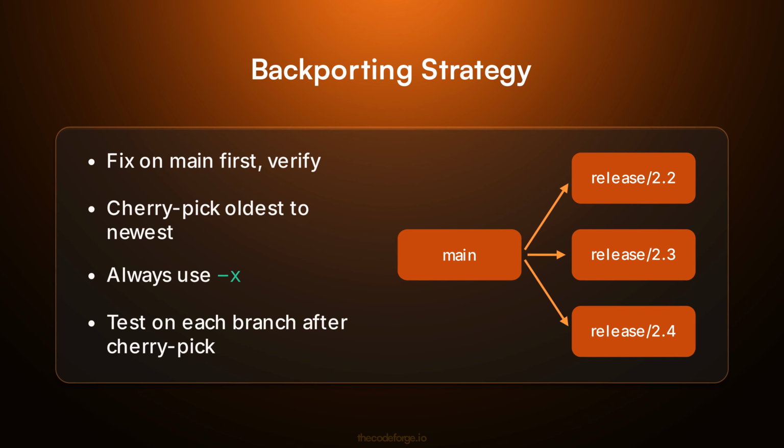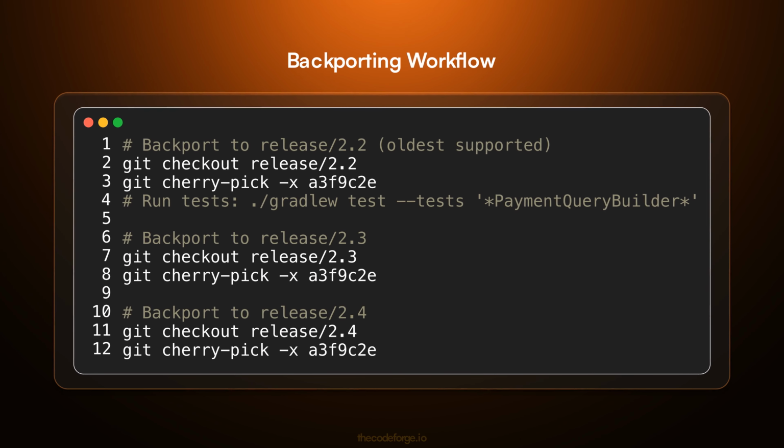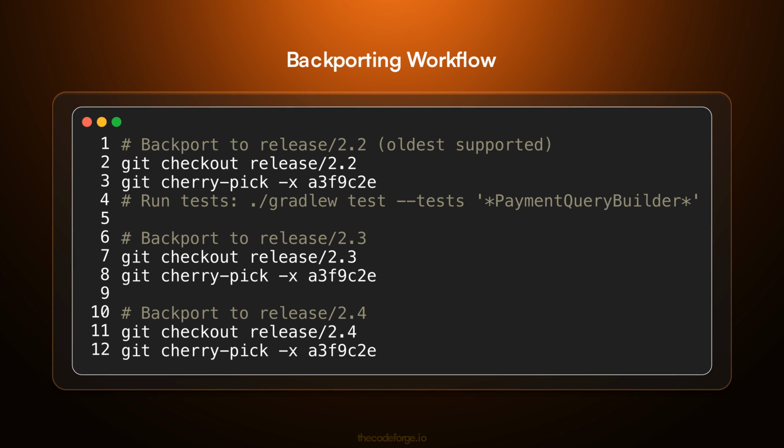For multi-branch backports, fix on main first, then cherry-pick from oldest to newest. This reduces conflicts and ensures each branch gets the fix. Cherry-pick to each release branch in order, running tests after each. This systematic approach ensures the fix is applied correctly everywhere.